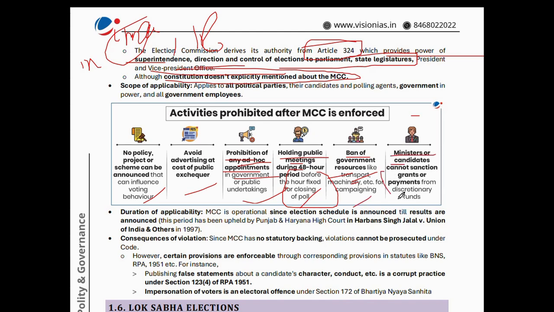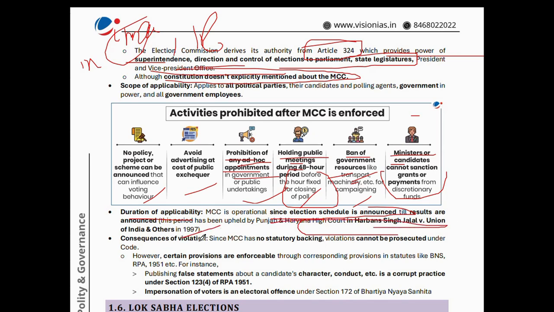Okay, what is the duration of applicability? The MCC is operational from the time the election schedule is announced until the results are announced, as in Union of India versus Harbhajan Singh Dhillon case 1997. What is the consequence of the violation? If anyone violates this rule, what happens?